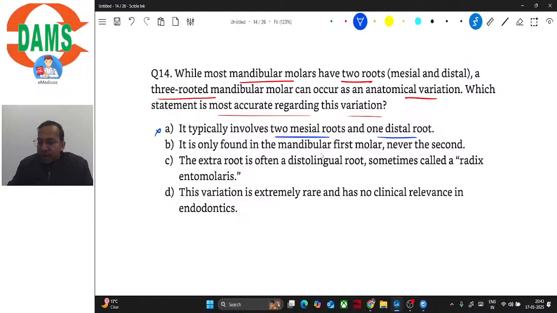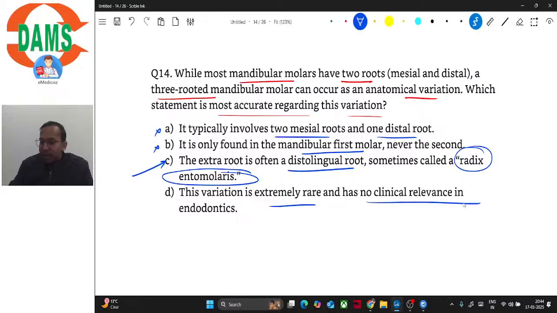It is only found in mandibular first molar, never the second. So again, it is incorrect. It may be found on any molar, right? So option B is also incorrect. The extra root is often a distal lingual root, and it is named radix entomolaris. This option is correct. Another option says this variation is extremely rare and has no clinical relevance in endodontics. So again, it is incorrect. It is not rare, and at 30% it is definitely significant, isn't it?